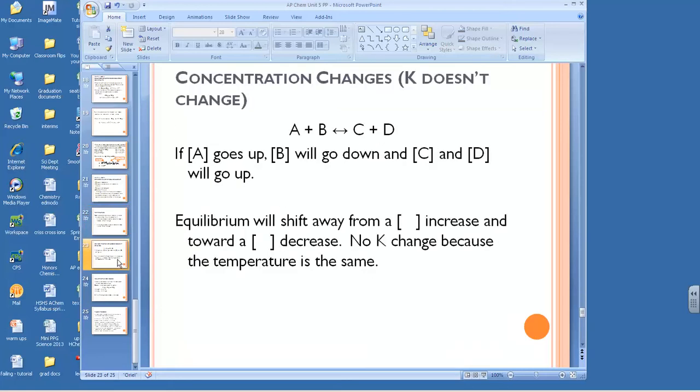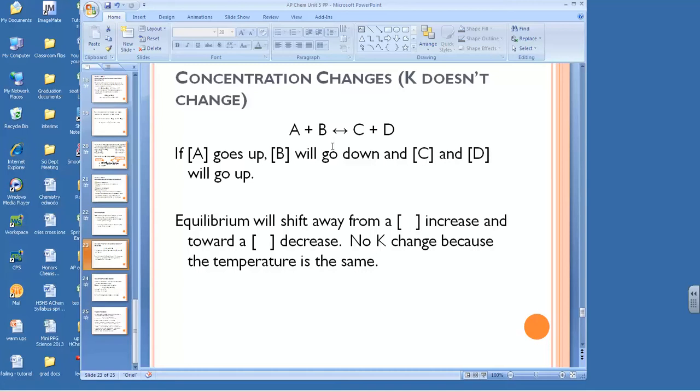When you change concentration, if the concentration of A goes up, B has to go down, and C and D will also go up. The reason being is if there's more A, there's more of it to react. Therefore, it's going to consume more B, and when A and B react with each other, they're going to make more of C and D.